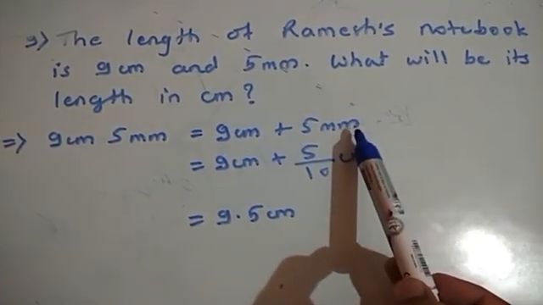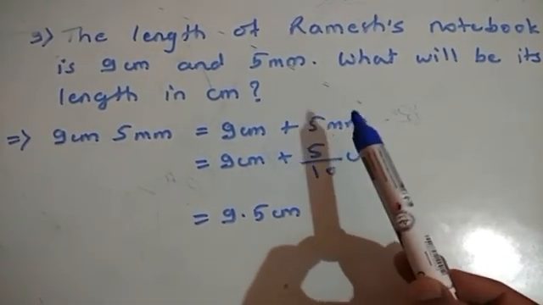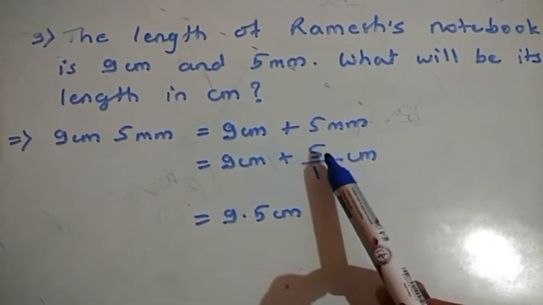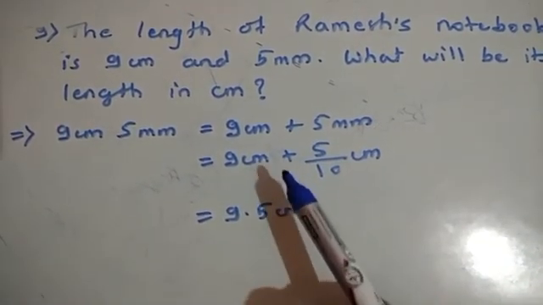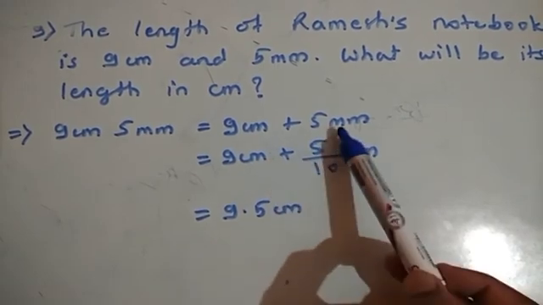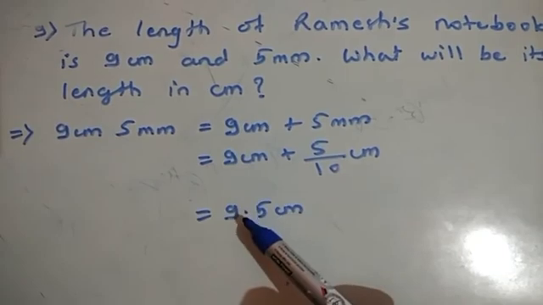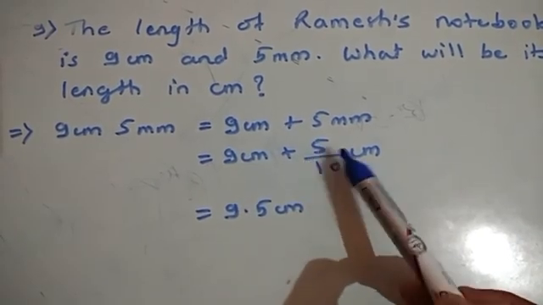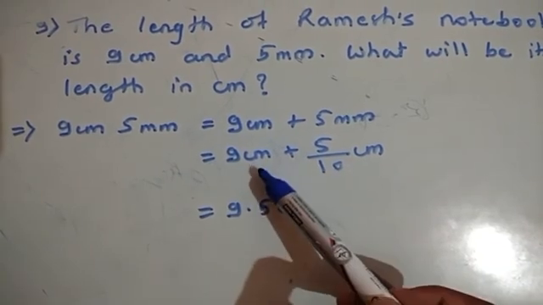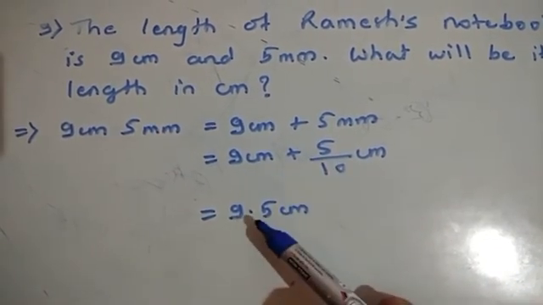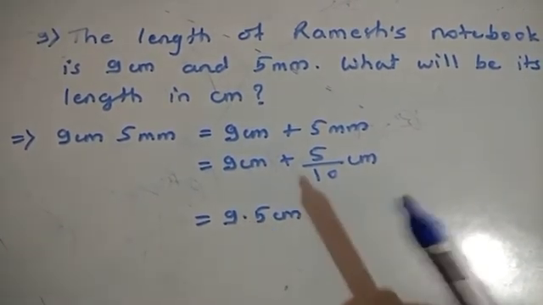We know how to convert millimeter into the centimeter. Just we have to divide that number by 10. Therefore 5 upon 10 centimeter is equal to 5 mm, right? Yes or no? Therefore 9 cm as it is, this 5 mm we write as 5 upon 10 cm. Now 5 upon 10 cm means what? 5 tenths means what? 0.5. Therefore 9 cm plus 0.5 is 9.5 cm. Therefore what will be the answer in centimeter? 9.5 cm. I hope you understood this.